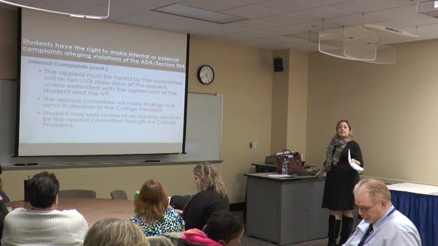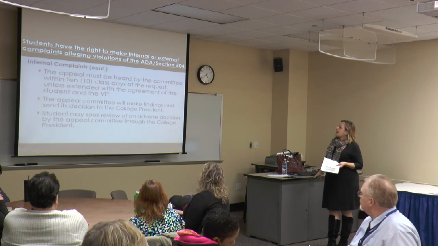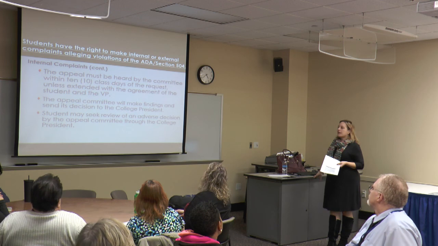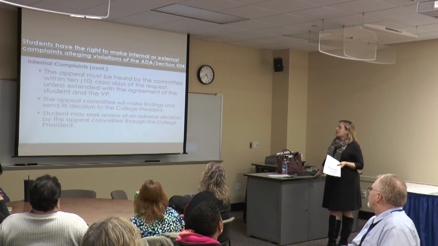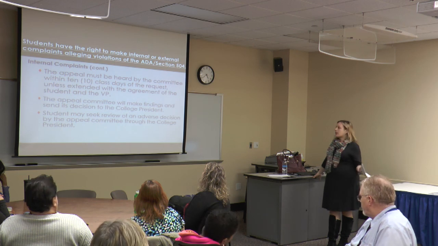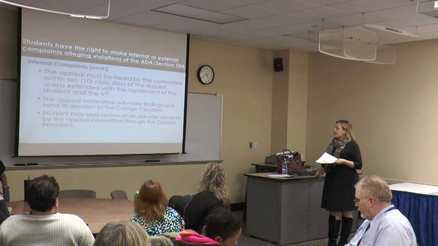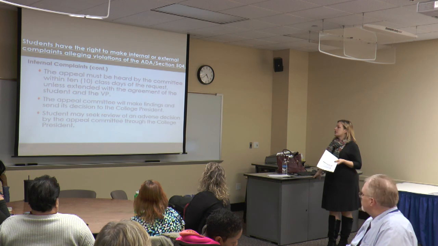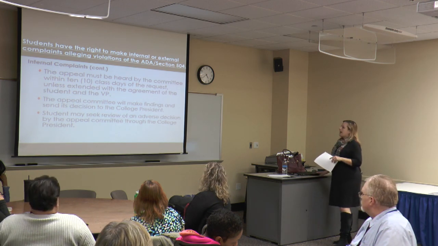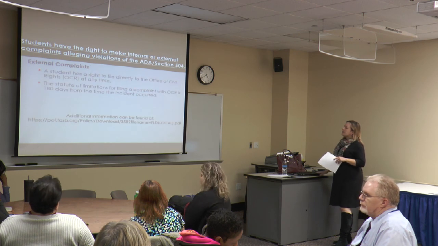There are specific rules set out there that the appeal has to be heard within 10 class days unless there's an extension by agreement. The appeals committee is going to make its findings and send the decision to the college president, and then the student can seek review of an adverse decision by the appeals committee through the college president, and that's sort of where that process ends.